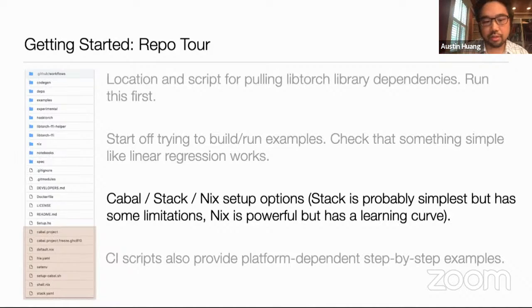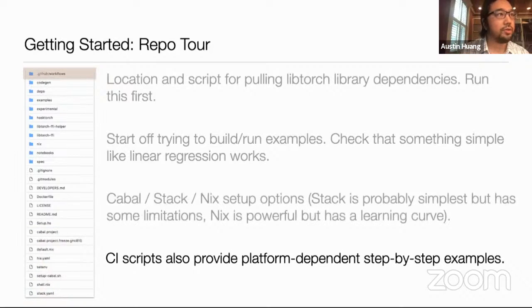So if you do run into trouble, definitely ping us on Slack if you need help. You can also refer to some of the continuous integration scripts up here, which have step-by-step code for Linux, for Mac, etc. But definitely ping us on Slack if you run into any trouble getting started.